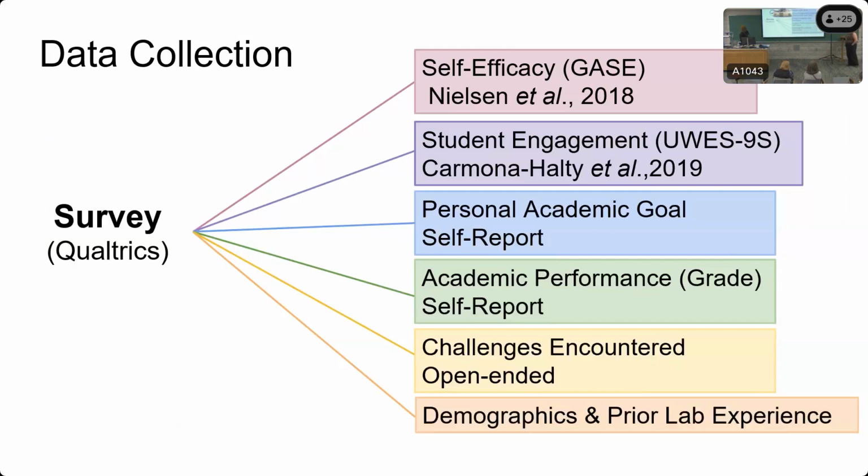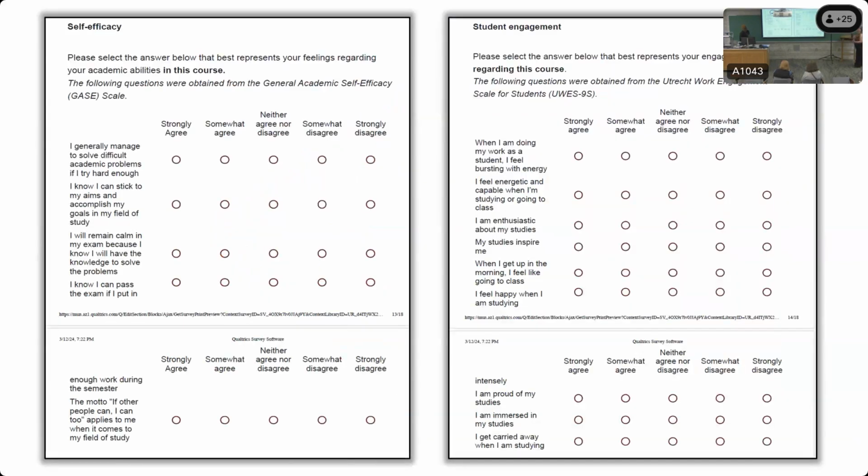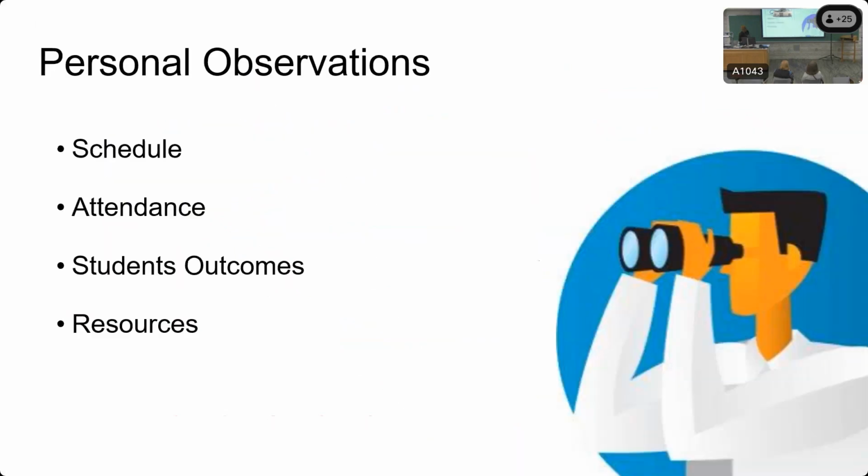We measured self-efficacy using an established inventory, and student engagement with an established inventory. We asked them about their personal academic goals, which was self-report, and their academic performance was partly self-report, and we also got permission from certain students to collect their final grades at the end. We also asked them about any challenges and things that they liked about the open labs, some demographic questions, and for this survey, we asked them to give some feedback on the survey instrument itself. So that's just an example of some of the inventories and what that looks like when I say inventory.